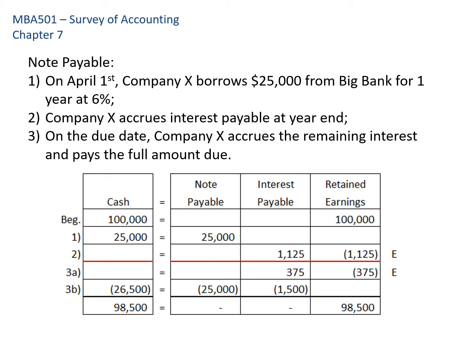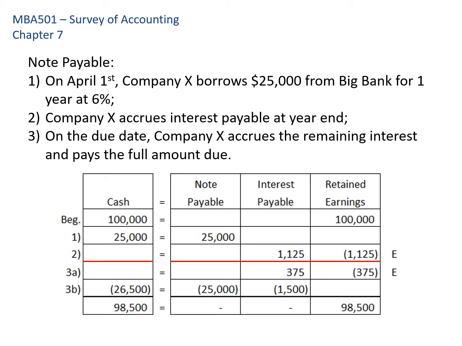So I do that math and I record an entry on the books. I accrue interest payable and I recognize interest expense. So I increase interest payable and I decrease retained earnings because expenses pull retained earnings down.